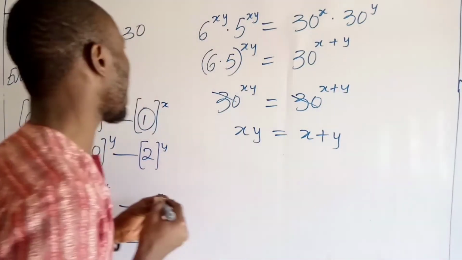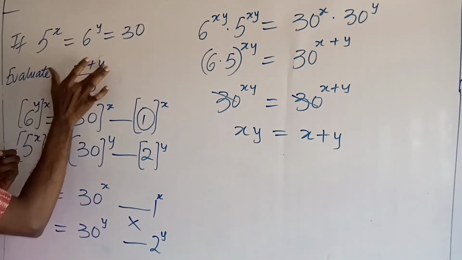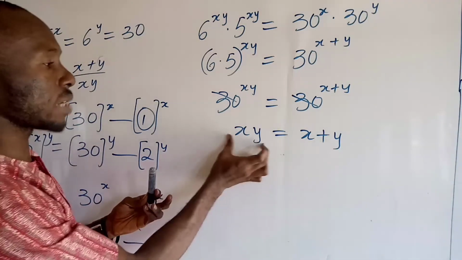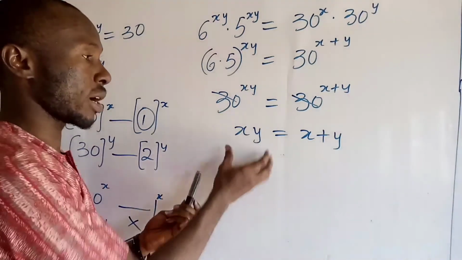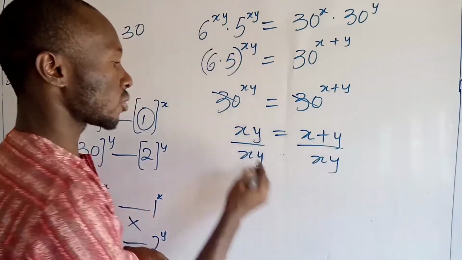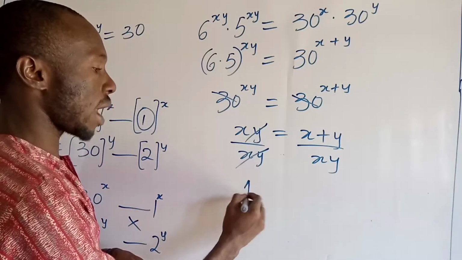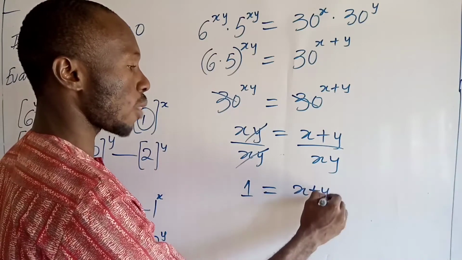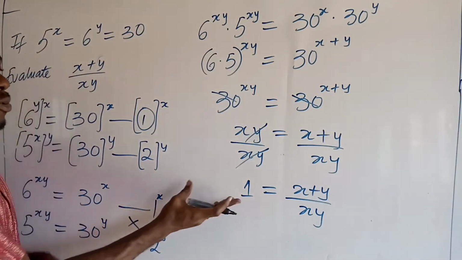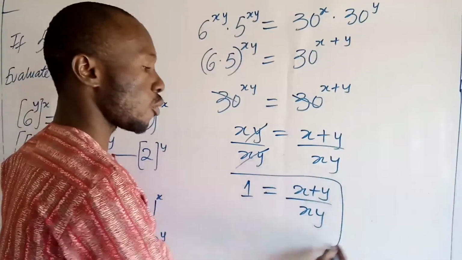But mind you, we are asked to evaluate x plus y over xy. So from this point, I'll just divide both sides by xy. If I divide both sides by xy, this guy is going to cancel out, so we have 1 is equal to x plus y over xy. So that is the quantity we are asked to evaluate. This quantity is just equal to 1.